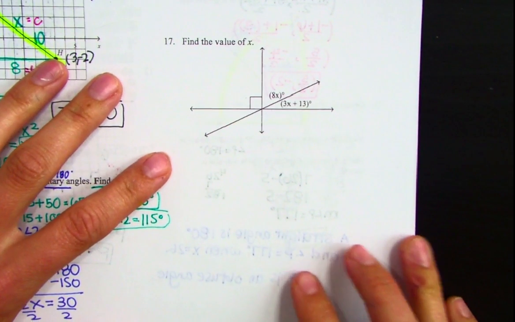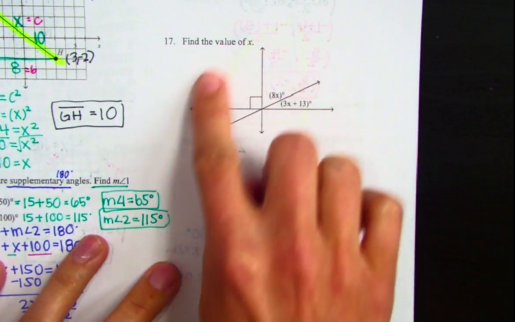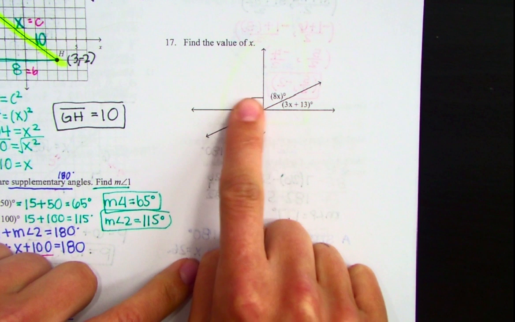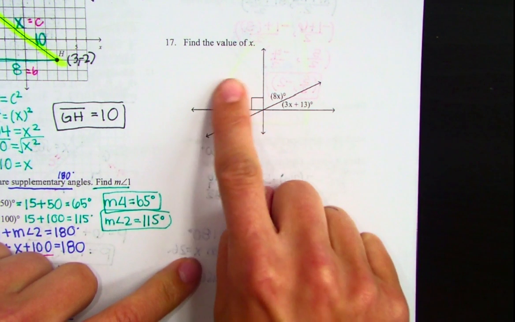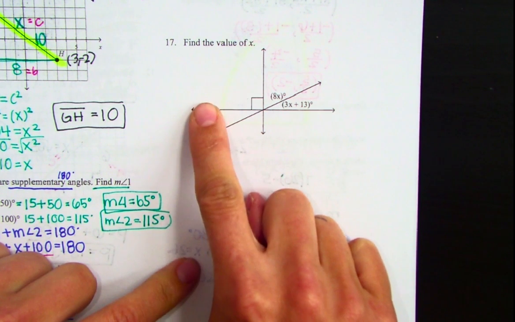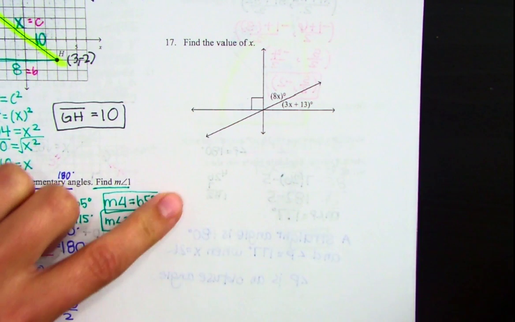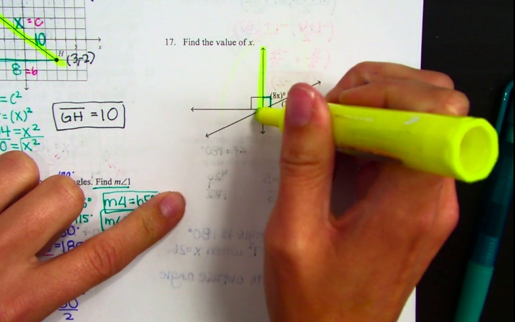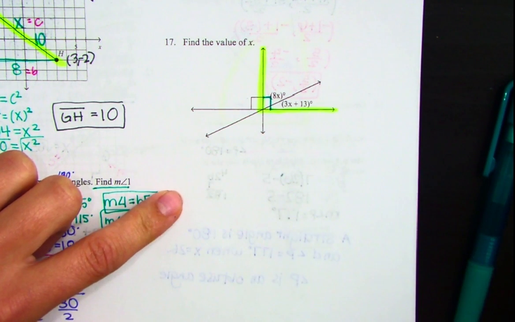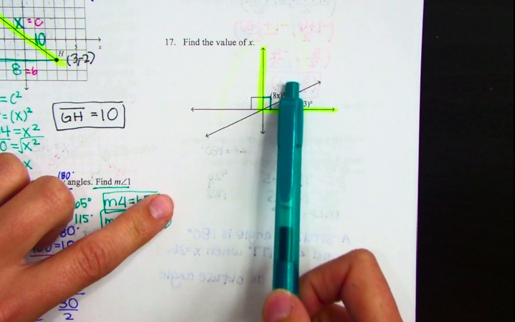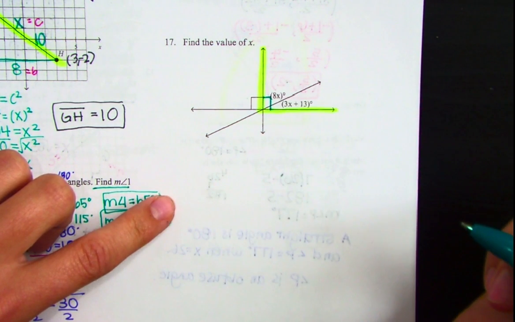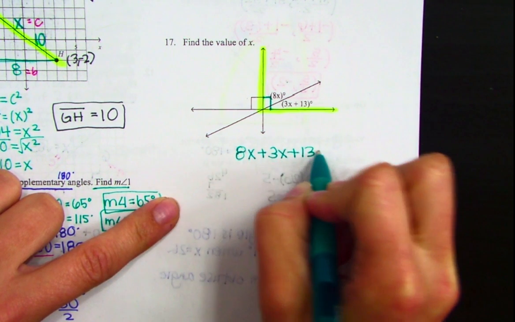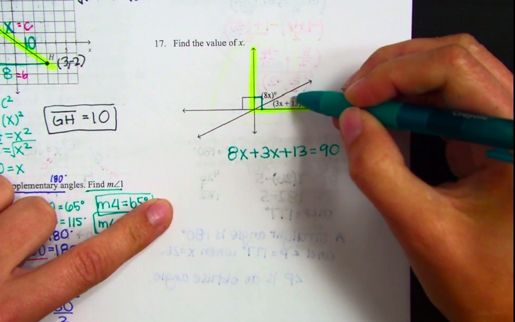Number 17, we're going to find the value of x. So given this information, we're going to need to create an equation. So we have to look at that little box right there and know that that means that this angle is 90 degrees. So if this angle is 90 degrees, because this is a straight line, then we have to know that this angle over here, which I'm going to highlight, is also a right angle. So this is a right angle, meaning the sum of these angles here and here will equal 90 degrees. So it'll be 8x plus 3x plus 13 is equal to 90 degrees. So these two angles add up to 90.